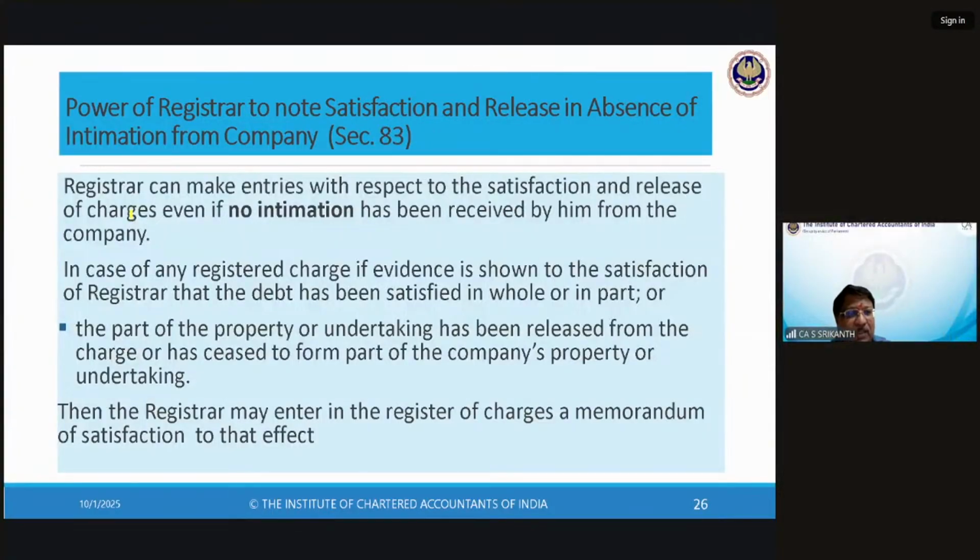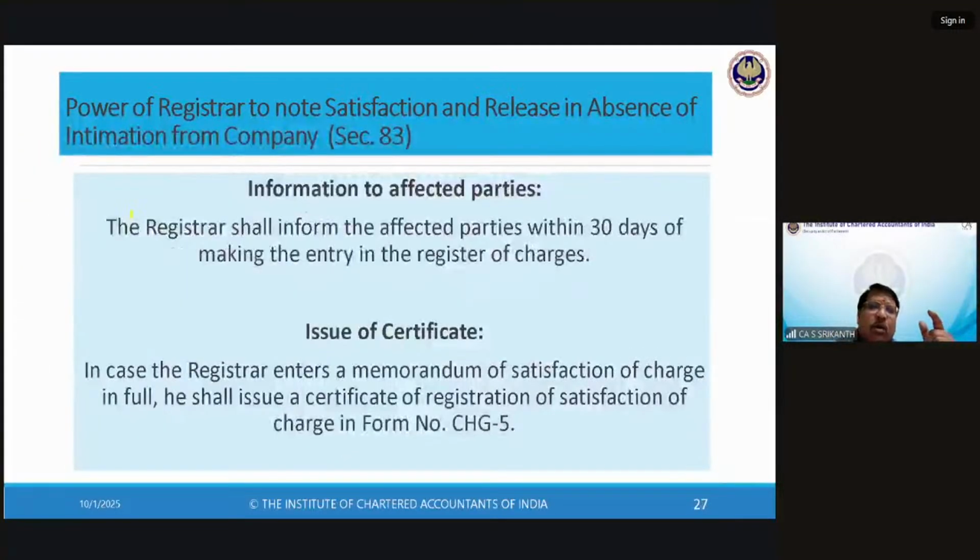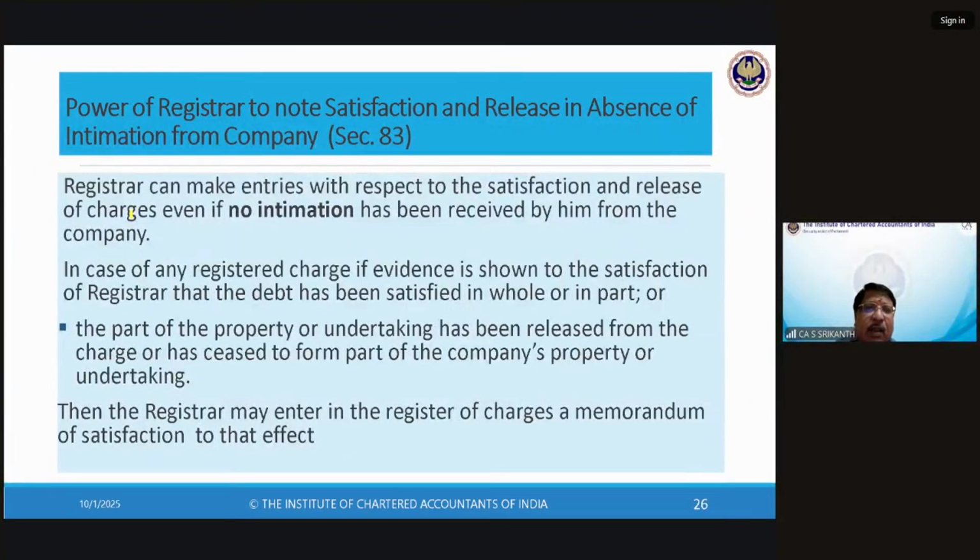I repeat, a person has acquired a property subject to charge. Such a charge has been fully satisfied, but neither the company nor the banker or the charge holder has given intimation. Now, this fellow who has bought it, what can he do? That is our sad position of our H. Now, H will go to the registrar under section 83 and ask him to register the satisfaction of charge and release of charge. Once the registrar is satisfied, section 83 gives him the power to do this.